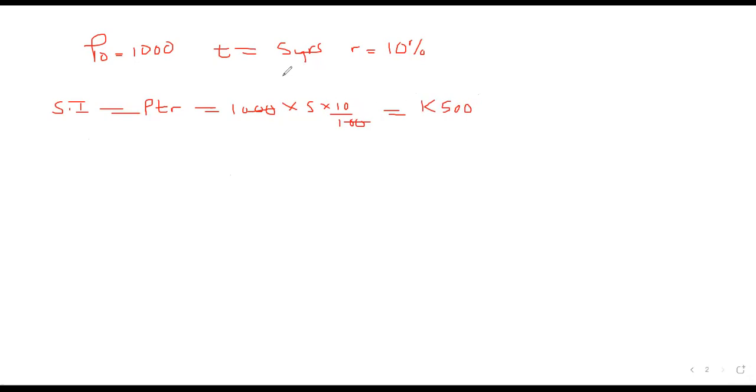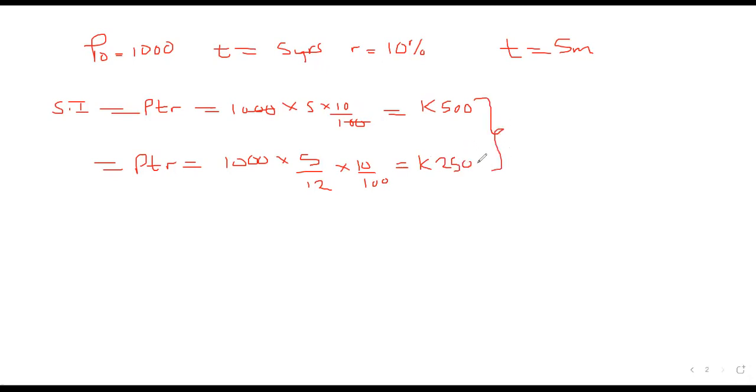Suppose our time was given, instead of 5 years, as 5 months. What will be the effect on the computation? The formula is the same, PTR, except that we're only going to change the time. 1,000, instead of 5 years, now 5 months, so 5 over 12, because 12 months make a year, then 10%. This will therefore give us our simple interest of 250.